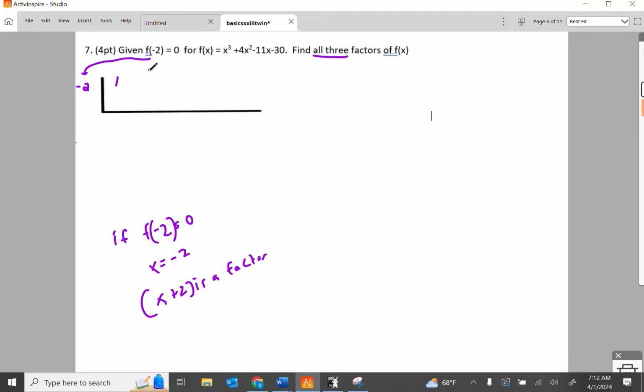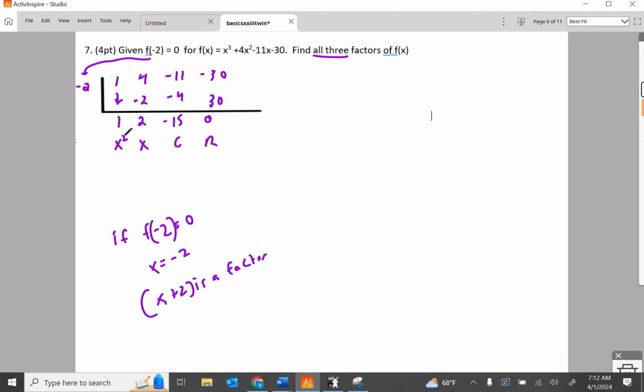I'm going to load up the top with my coefficients. I'm going to drop. I'm going to multiply. I'm going to add. I'm going to multiply. I'm going to add. I'm going to multiply. And I'm going to add. Remainder, constant, x, x squared.